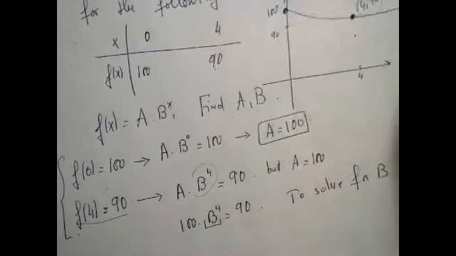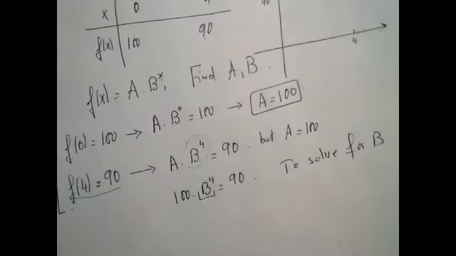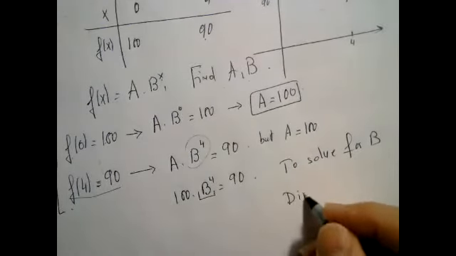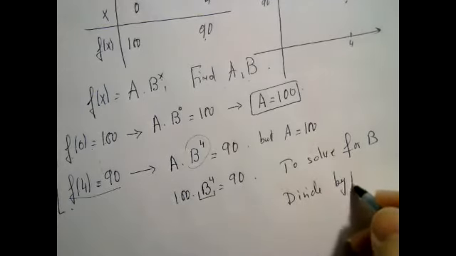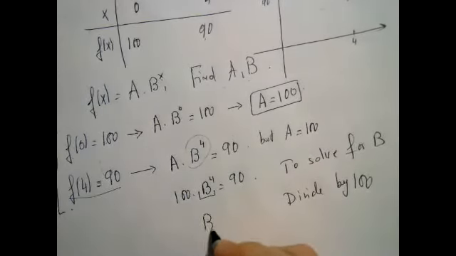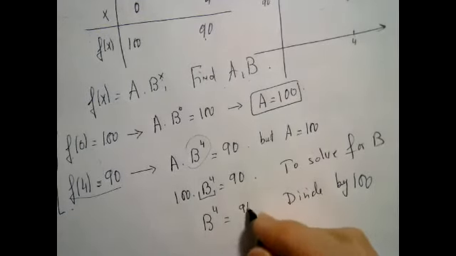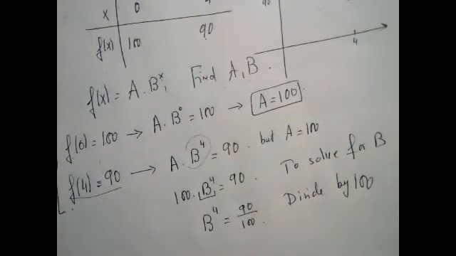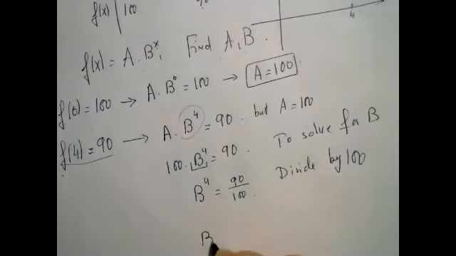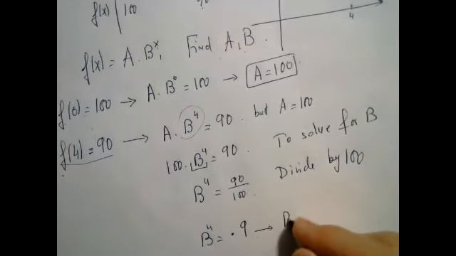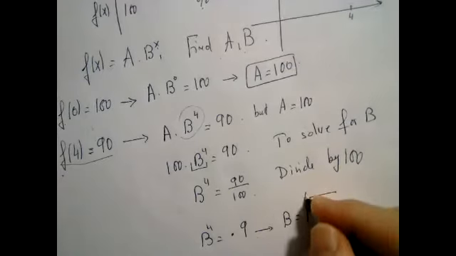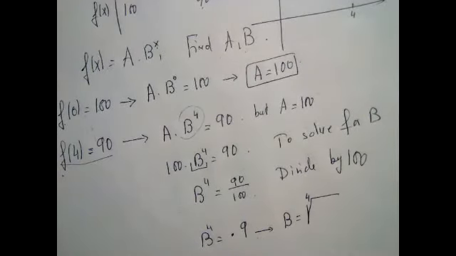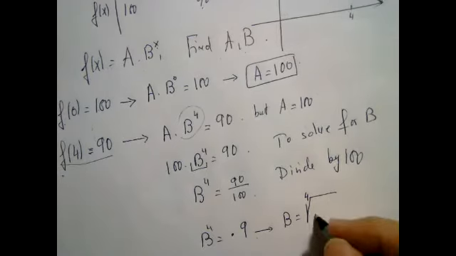So I need actually a formula that will fit this exponential. To be able to do that, I need to divide by 100, both sides. So this will give me B to the power 4 equals 90 over 100. If I divide 90 over 100, I get 0.9. That's B to the power 4 though. If I want B, I need the 4th root. Be very careful. I have B to the power 4, so I need the 4th root of 0.9.